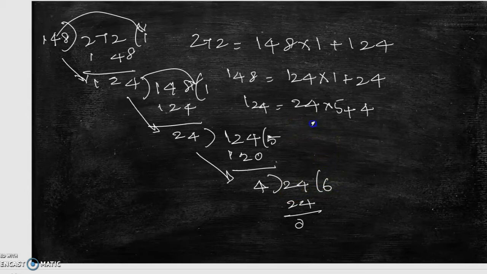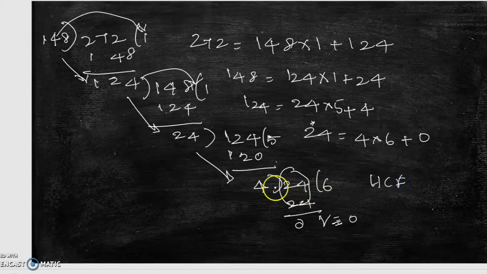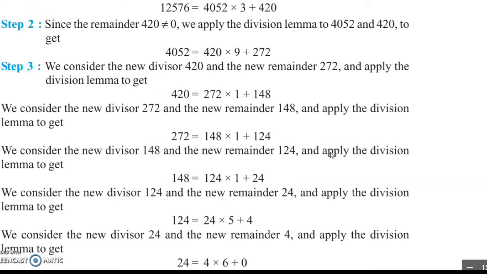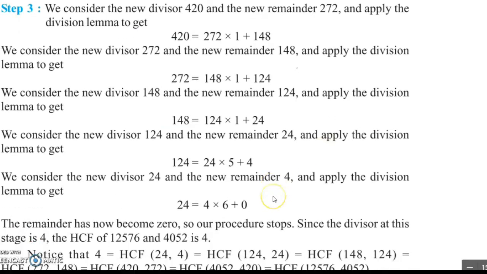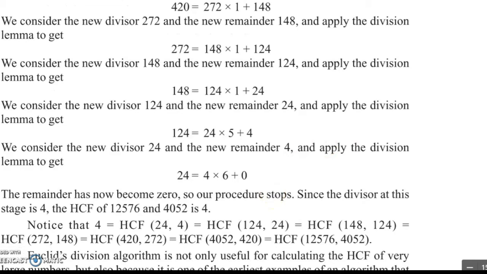Same thing: 24 equals 4 into 6 plus 0. Since this remainder r becomes 0, the value of HCF will be the divisor, which is 4. So the HCF of 12576 and 4052 is 4.